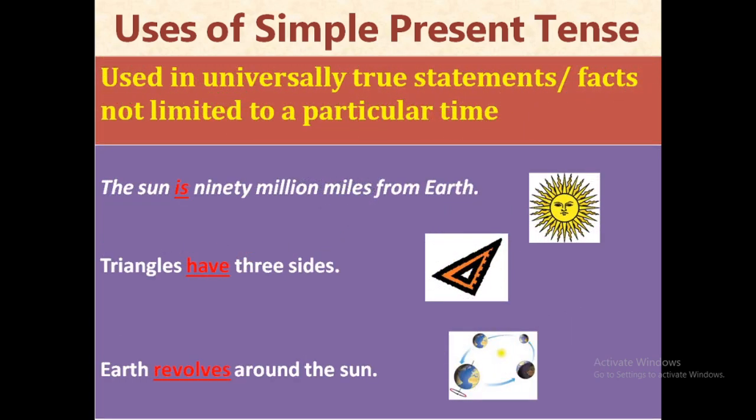And the second use of the simple present tense is this. It is used in universally true statements or facts, not limited to a particular time. For example, the sun is 90 million miles from Earth. Triangles have three sides. Earth revolves around the sun. All these are the universally accepted statements or facts.